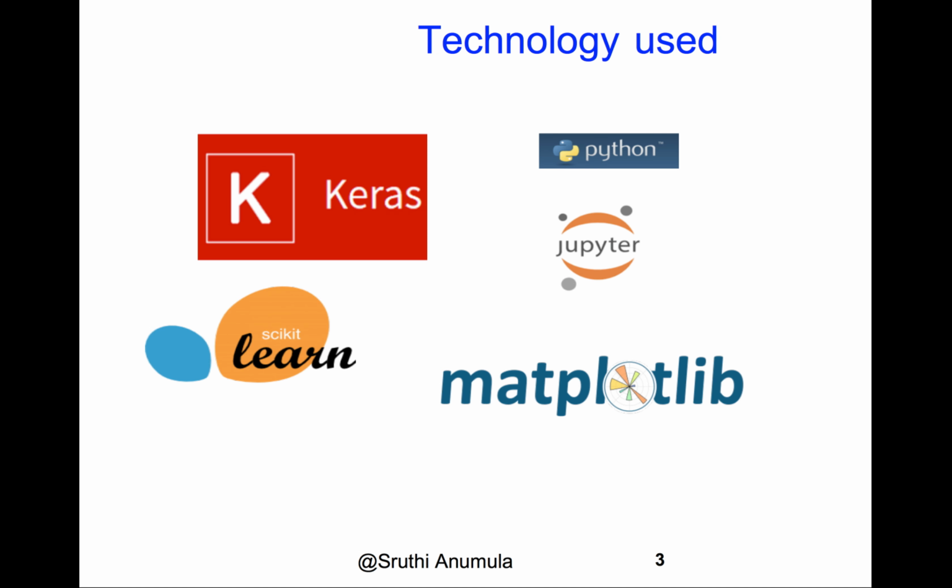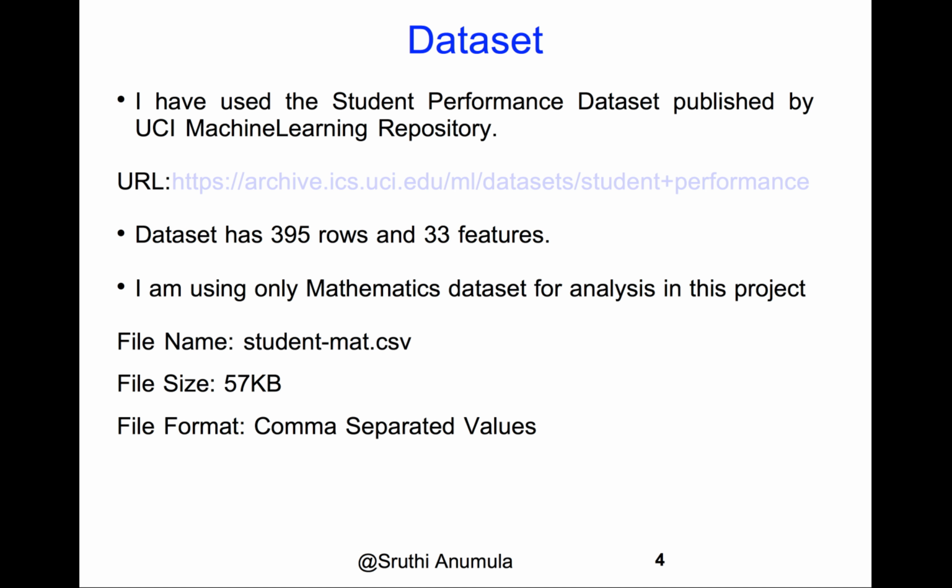The technologies or APIs that I have used are Keras, Scikit-learn, Pandas, NumPy, and Matplotlib. I have used the student performance dataset published by the UCI Machine Learning Repository. The dataset has 395 rows and 33 features. I'll be using only the mathematics dataset for analysis in the project.